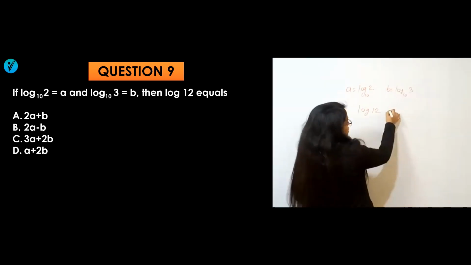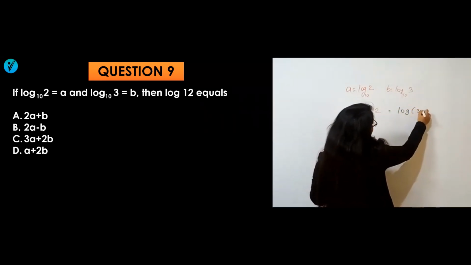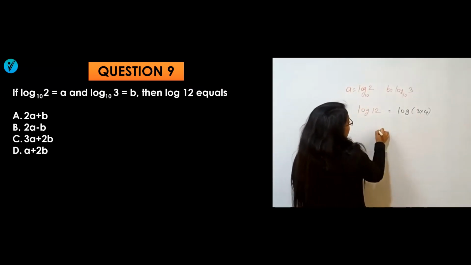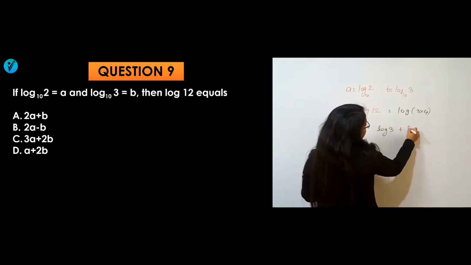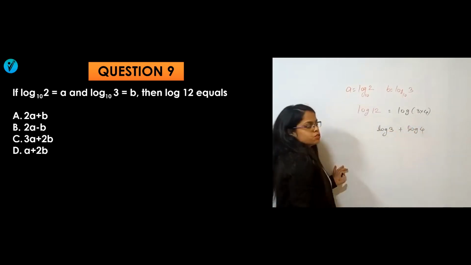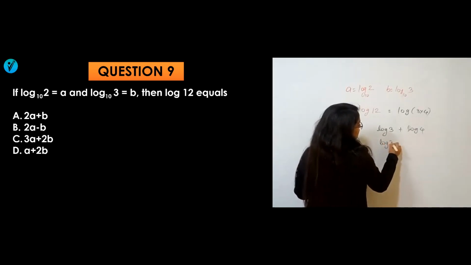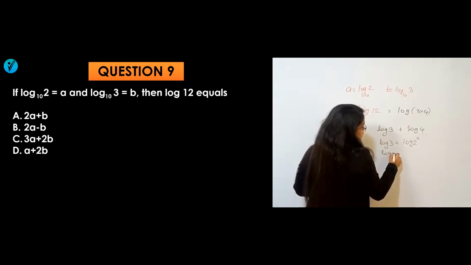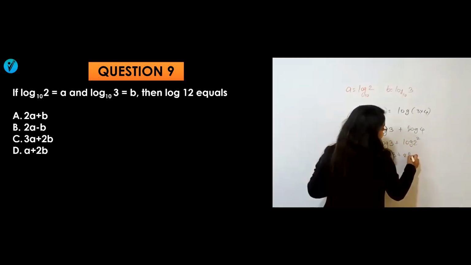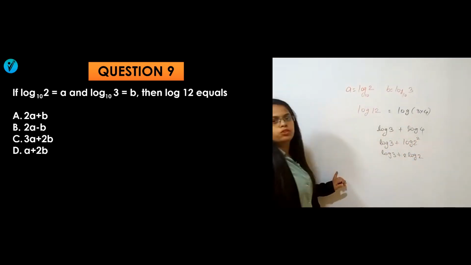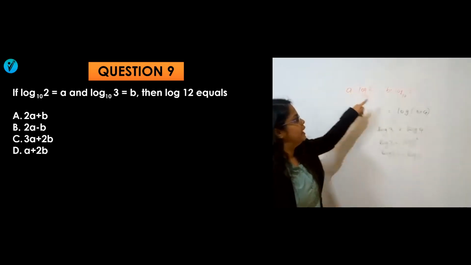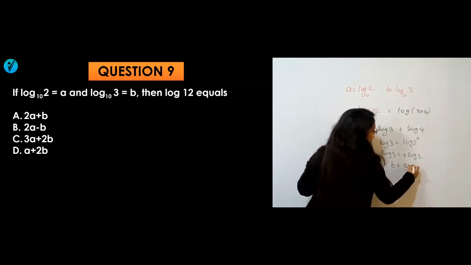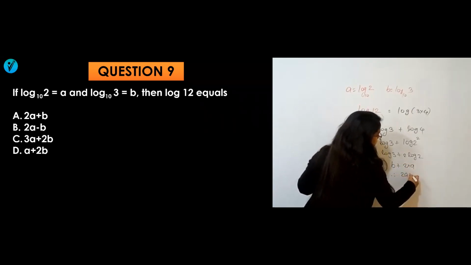We can write this log 12 as log of 3 into 4. So how can I write it? Log of 3 into 4 means log of 3 plus log of 4. So log 3 you can write as log 3, plus log 4 as log 2 square. So it will become log 3 plus, this 2 will come here, 2 log 2. What you know is that log 2 is equal to A and log 3 is equal to B. So this log 3 is B plus 2 into A. So this equation will become 2A plus B.